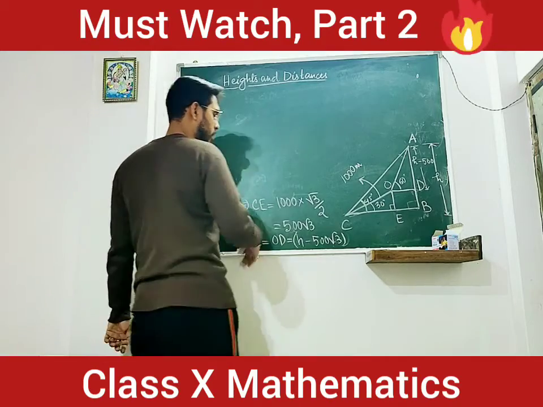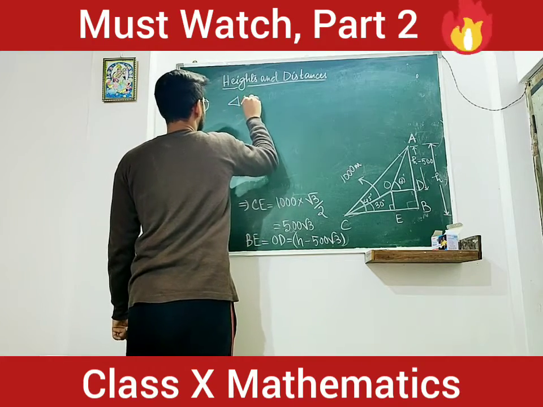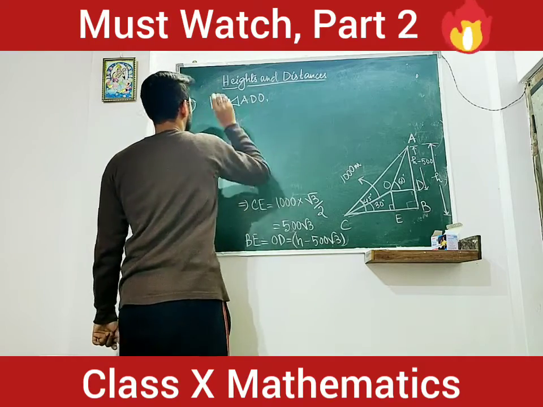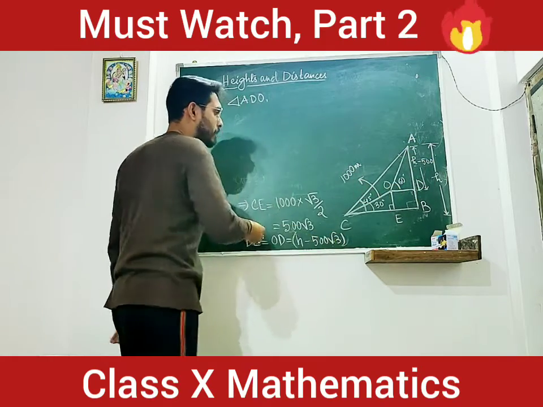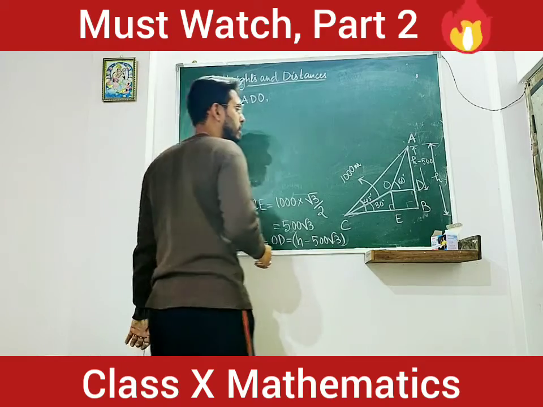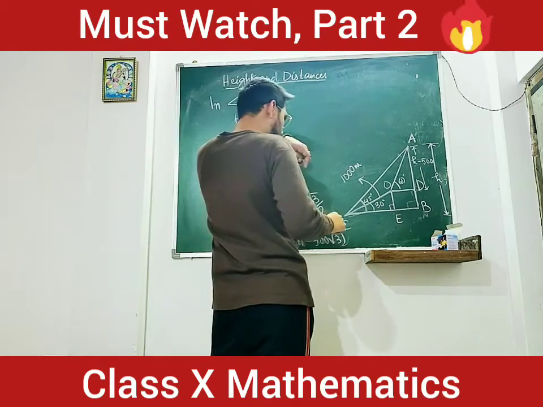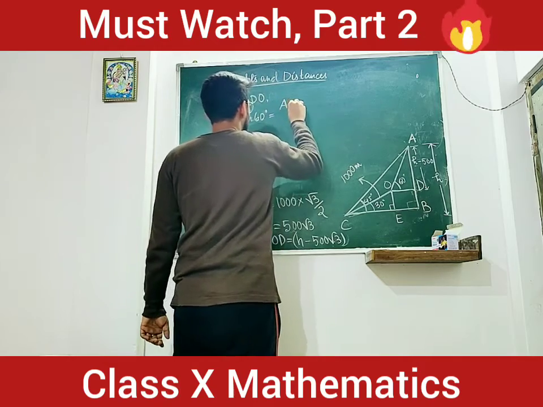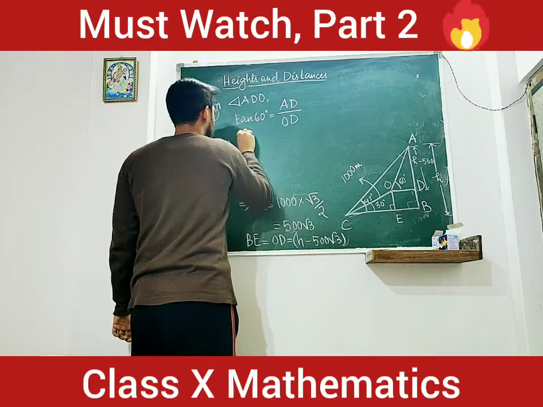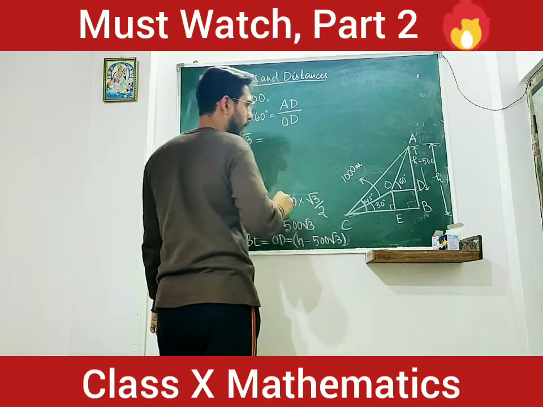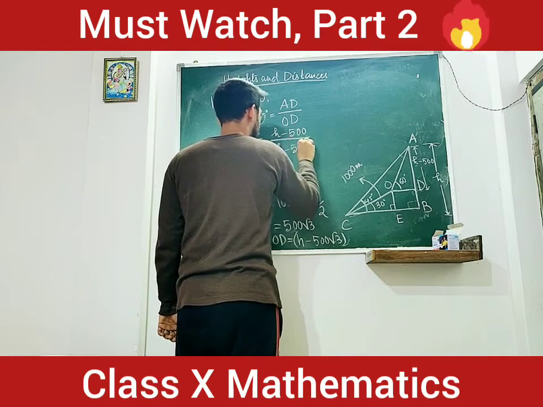Okay, so now let's take the other triangle, which is OAD or AOD or ADO, whatever you call it. So in triangle ADO, we have this as this one, we have this as this one. All we need to do is find out h. So we are going to take the tan component. So tan 60 will be perpendicular by hypotenuse. So perpendicular is AD, hypotenuse is OD. So tan 60 will be root 3 and AD will be h minus 500 and this will be h minus 500 root 3.